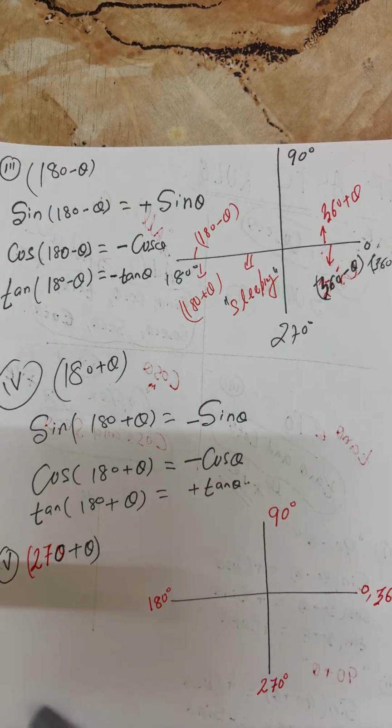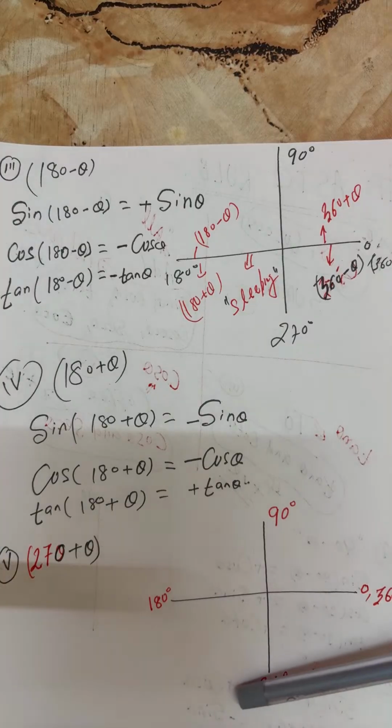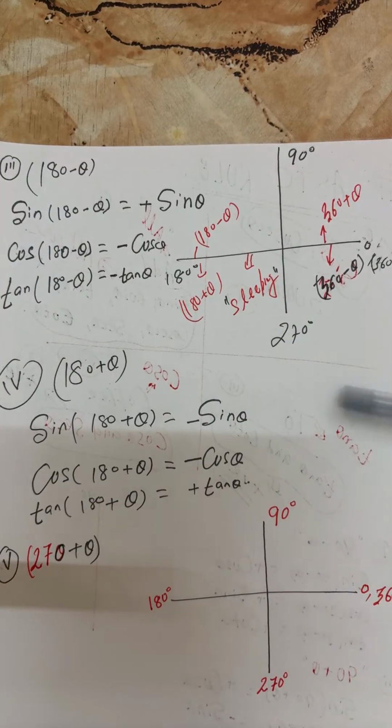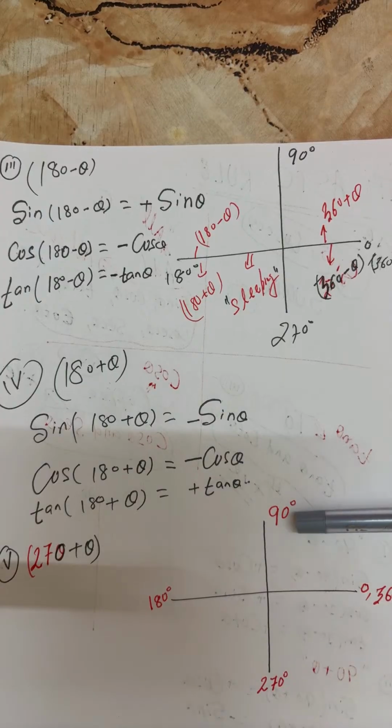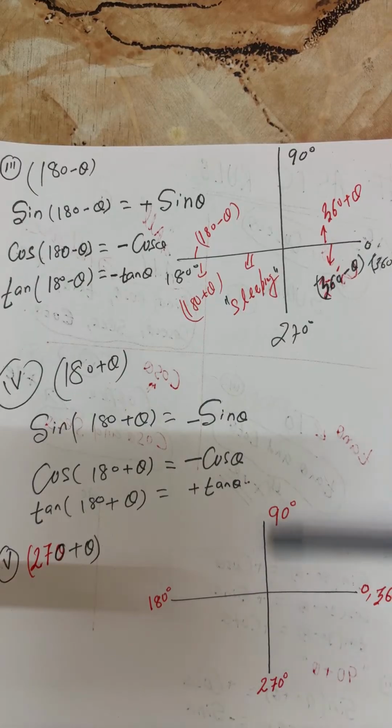Simple here. Again I'm repeating: if any function lies at 90 plus theta or 90 minus theta, 270 plus theta or 270 minus theta, that is, on a vertical line, the function will change. Sine will go to cos, cos will go to sine, tan will go to cot. But keep in mind, this is not applicable for sleeping lines. The change is only applicable for the vertical line. So just keep all these points in mind.